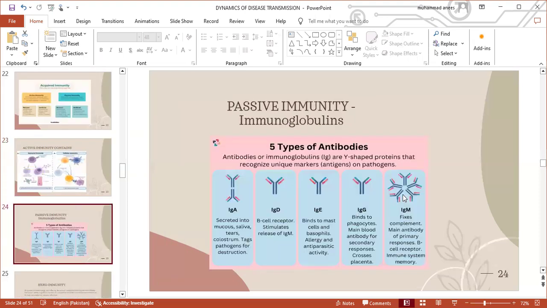Now, the passive immunity mostly consists of immunoglobulins. There are 5 types of immunoglobulins: IgA, IgD, IgE, IgG, and IgM. A short overview of these antibodies: IgA is secreted into mucus, saliva, tears, colostrum, and tags pathogens for destruction. IgD is the B cell receptor, stimulates the release of IgM. IgE binds to mast cells and basophils, allergy and antiparasitic activity. IgG binds to phagocytes, main blood antibody for secondary response, and crosses the placenta. IgM fixes complement, main antibody of primary response, B cell receptor, immune system memory.